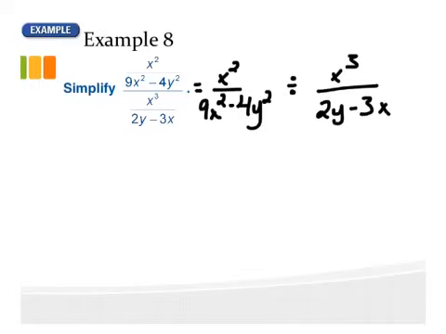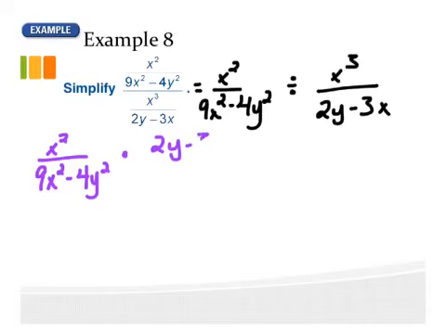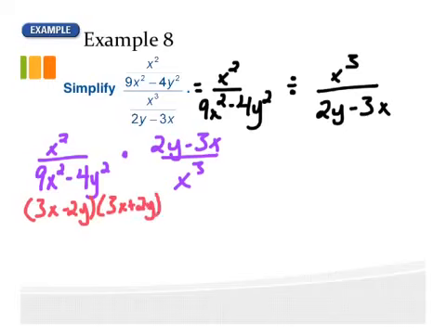So remember, to divide by a fraction, you multiply by its reciprocal. So this is now x squared over 9x squared minus 4y squared times 2y minus 3x over x cubed. Now, 9x squared minus 4y squared is a difference of squares. So that factors as 3x minus 2y times 3x plus 2y. So I'm going to cross through that because I just factored it.